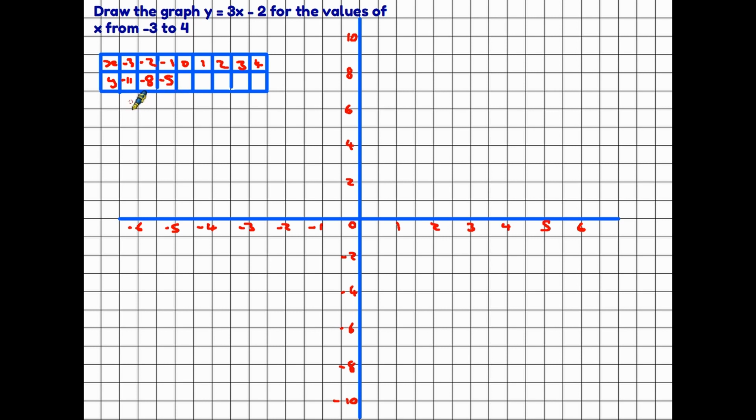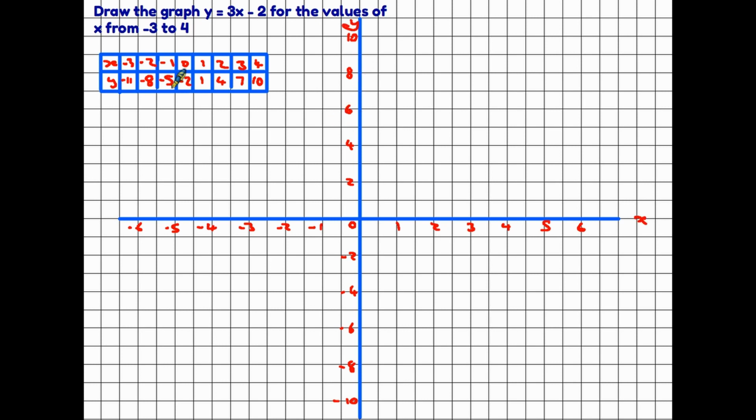At this point I'm getting bored and I can see the pattern. This time it is going up in threes. So it's going to be minus 2. It's going to be 1. Then 4. Then 7. And then 10. And let's just check the last one to make sure we've got that right. 3 times 4 is 12. Take away 2 is 10. So there we go. We have our coordinates.